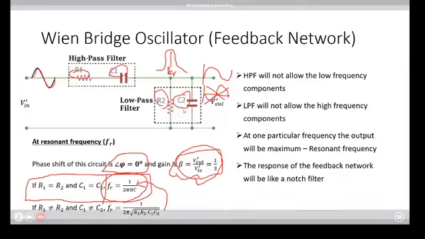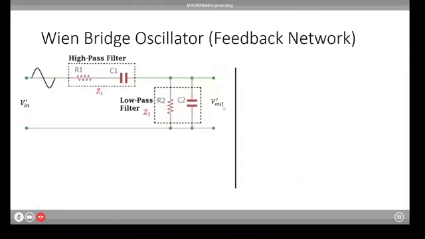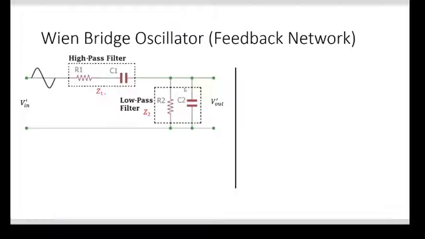I am taking the same network. We are considering this particular high pass filter network, with its effective impedance as Z1. Here we have the low pass filter, with its effective impedance as Z2. This is just a representation.